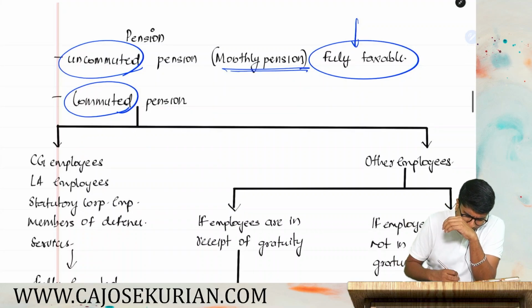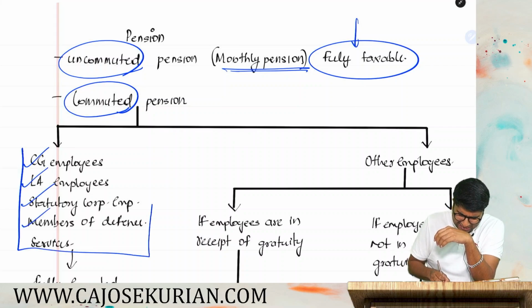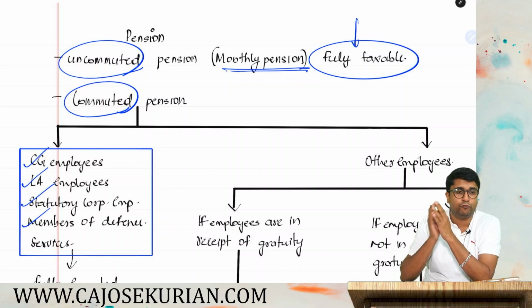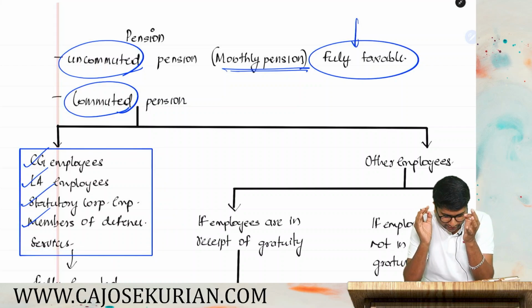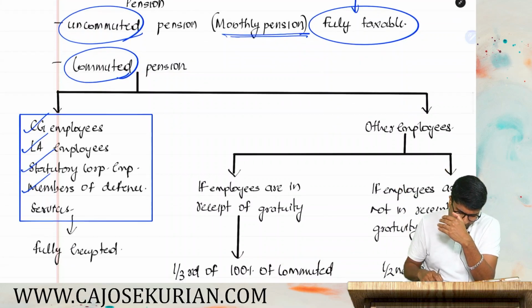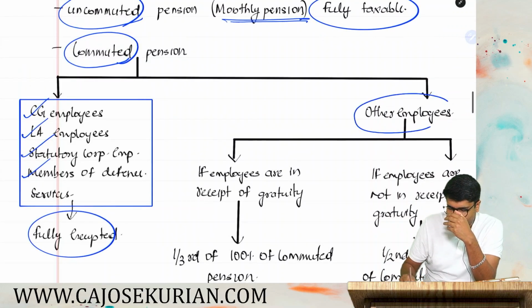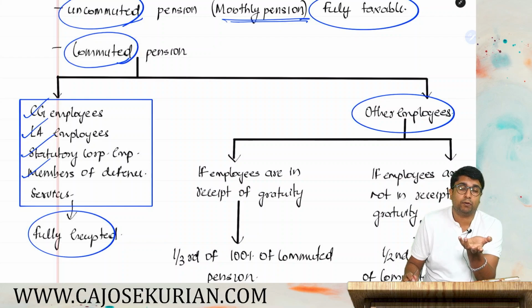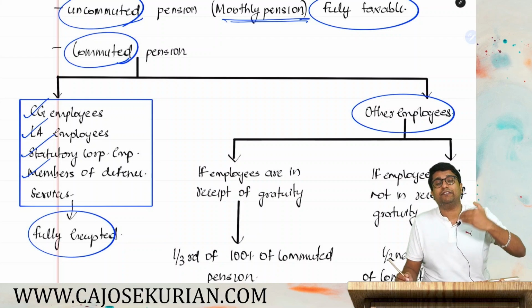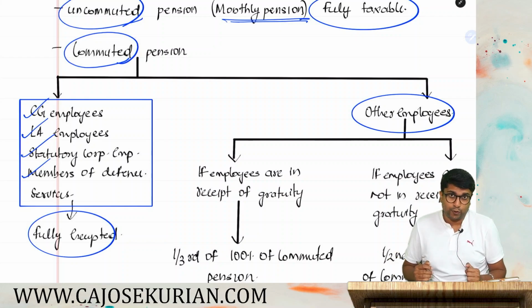So if you are an employee of central government, local authority, statutory corporation, or a member of defense services, then the entire commuted pension shall be fully exempted. There is nothing taxable. And if you are another kind of employee, say, an employee of a private limited company, and you have commuted your pension, how do you claim the exemption? That's what we are about to discuss.